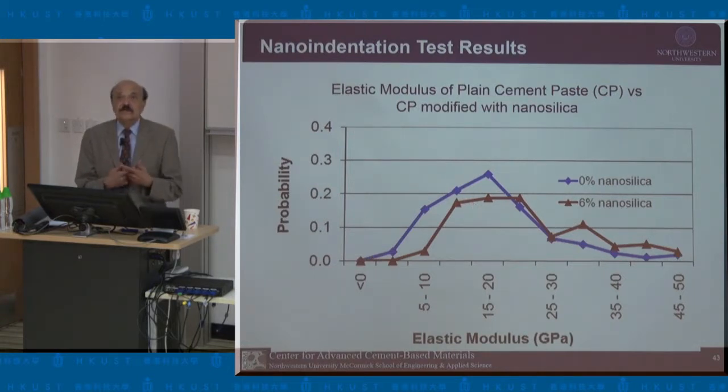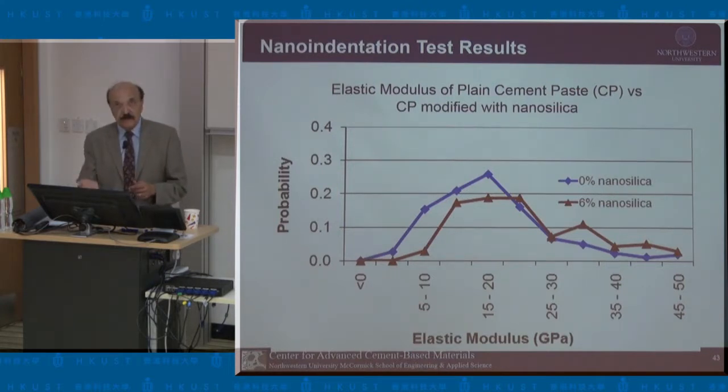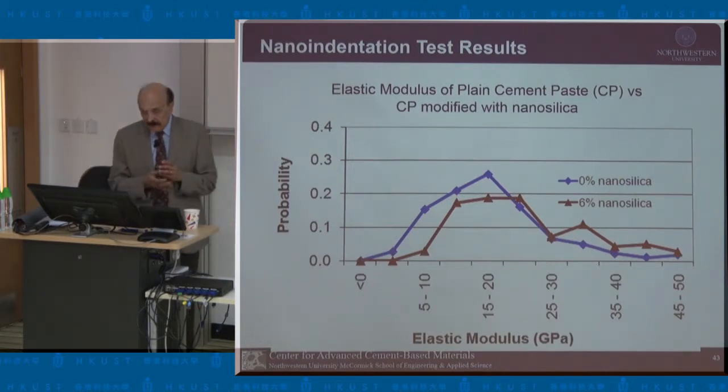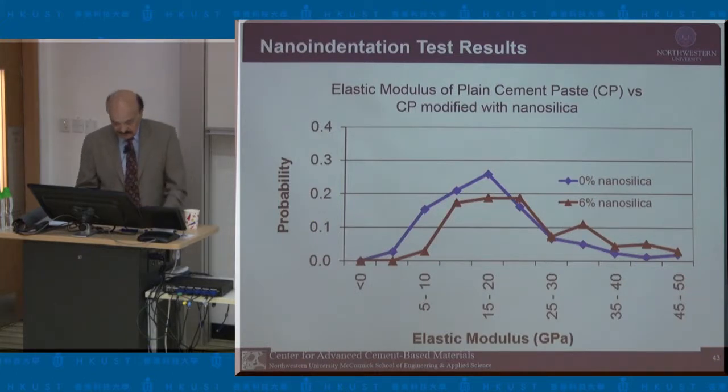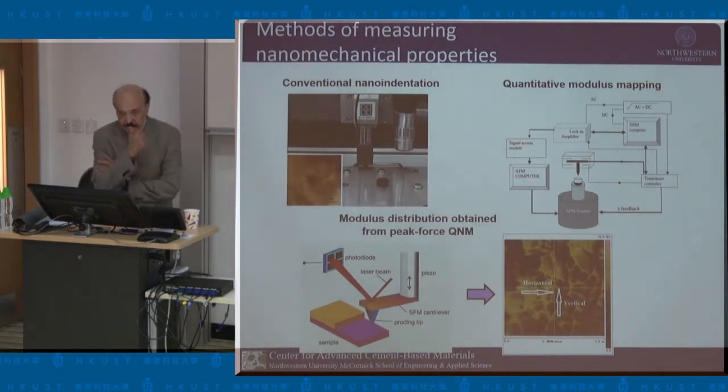the distribution shifts. So the addition of nanosilica has changed the nanostructure of CSH, as measured by the mechanical property as well as by NMR and by IR spectra. That, I thought, was an interesting finding, and we'll see some papers. Now, I want to continue with this nanoindentation, because characterization using the tools available is certainly one of the important areas of research.